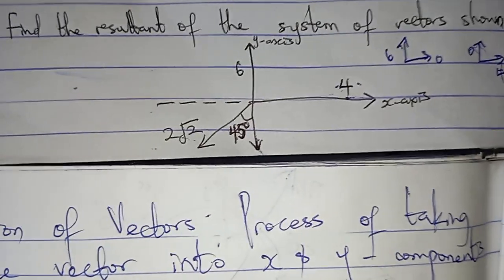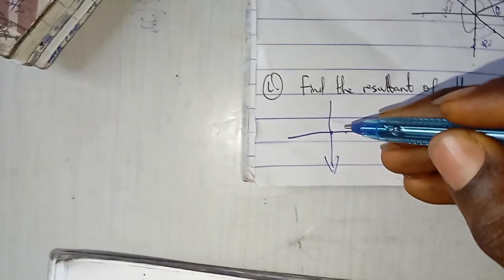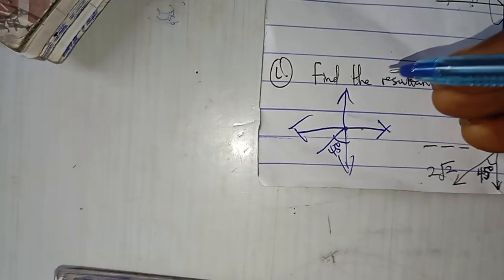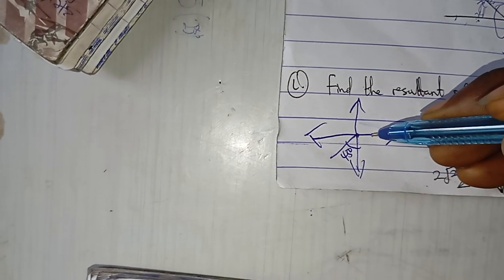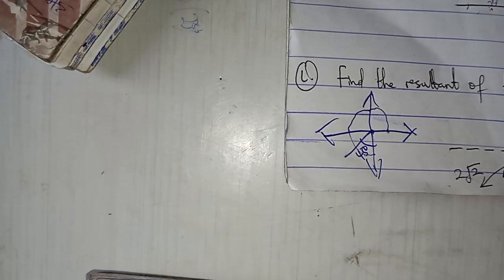So for 2 root 2, notice this is 45 degrees. Let me redraw this part. This 2 root 2 is the same thing as saying I have this, and I have 45 degrees here. And notice this is the third quadrant where we have 270. So I'll simply say angles from here to here. First quadrant is 90, second quadrant is 180, third quadrant, everything is 270. So I just do 270 minus 45.